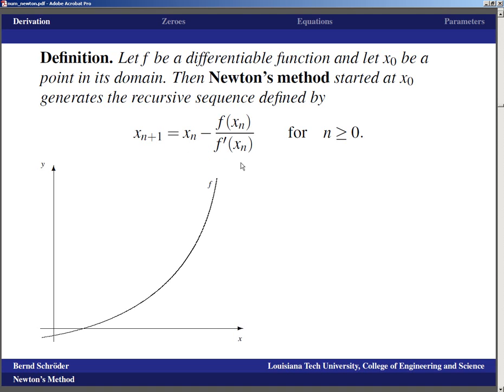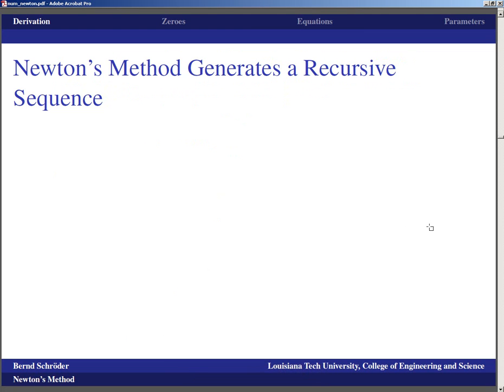Okay, so here's the visualization again. We start with x0, we compute the tangent line, take that 0, compute the tangent line at that 0, and that process apparently moves us closer and closer to the 0 of the function. So Newton's method generates a recursive sequence that is a new concept for us, most likely.